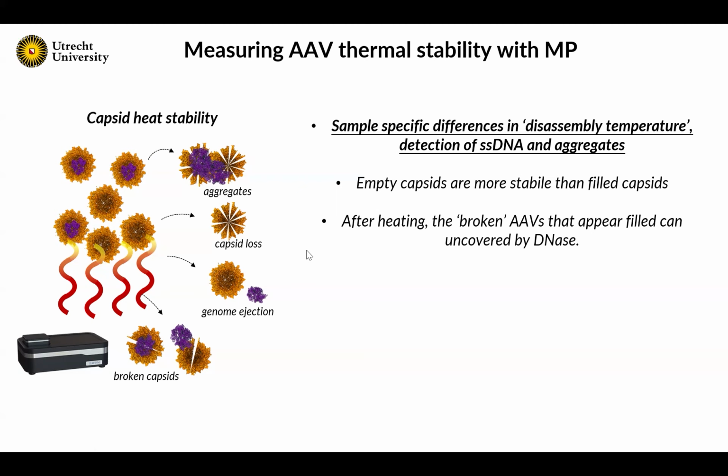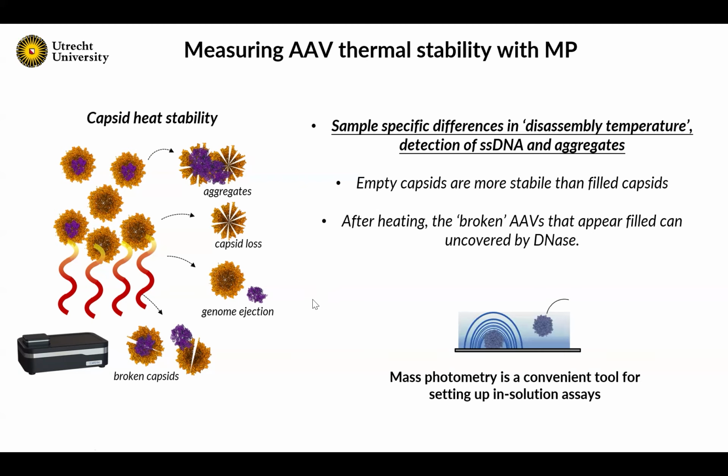And then next to that, I would say that mass photometry is quite a convenient tool to try things out, to set up certain assays, to modify assays. So we can modify the slide, we can add reagents such as DNase, and it's such a fast measurement, and it's done in solution, that you have quite some options in order to try things out and to find answers to your question about AAVs and, for instance, capsid stability.